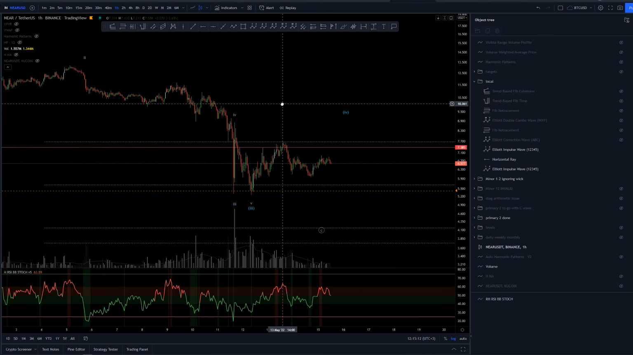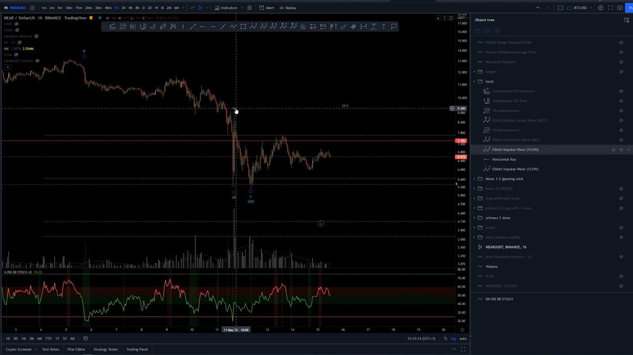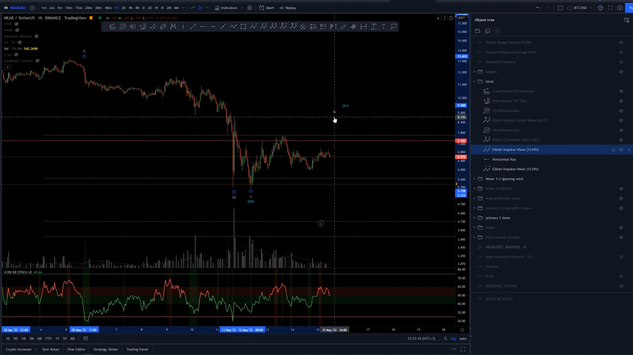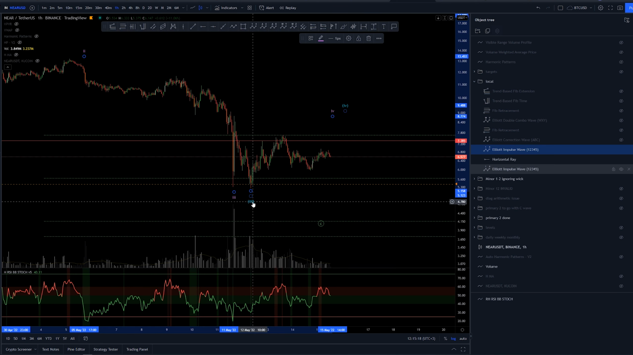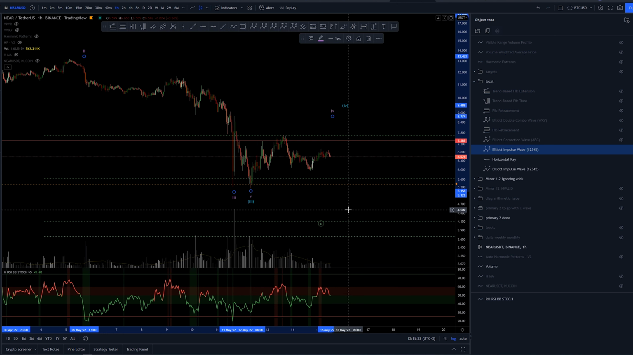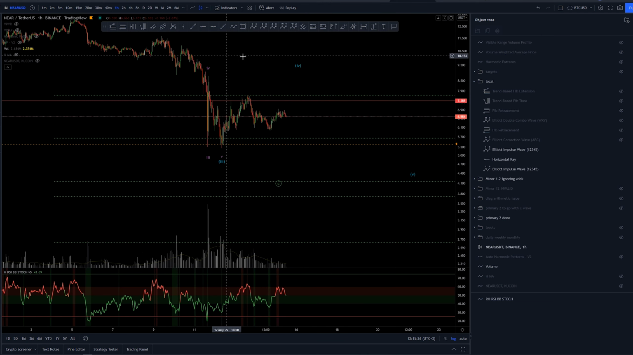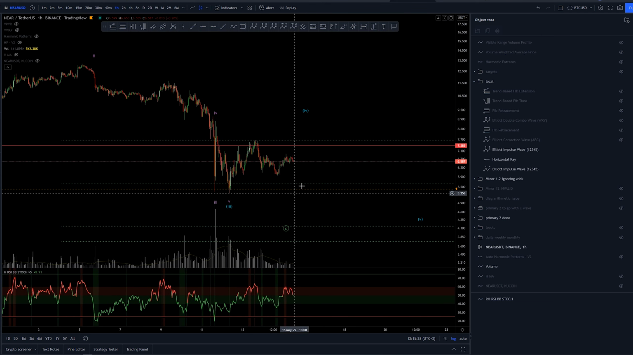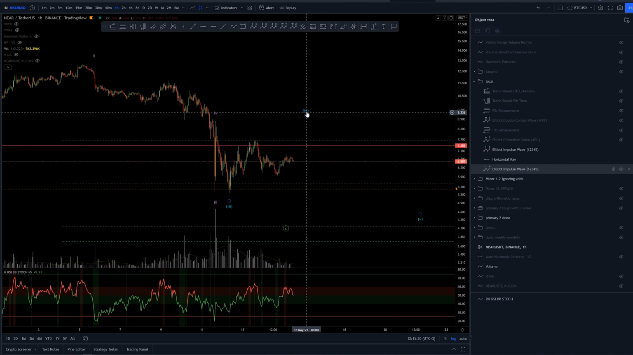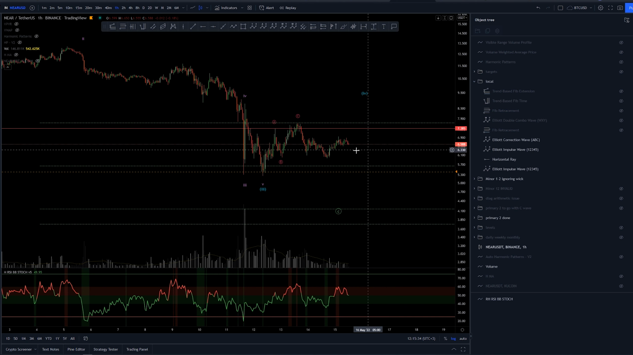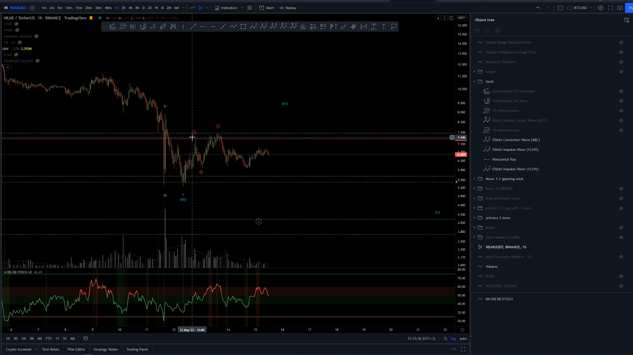Now it is still possible for this whole structure to be a wave 4 of this scale and the wave 5 of this subminuet to come as well, but I'm currently labeling this as wave 4 here. And in this case we would be looking at the fourth of the minuet count. To me this looks pretty good as an ABC.